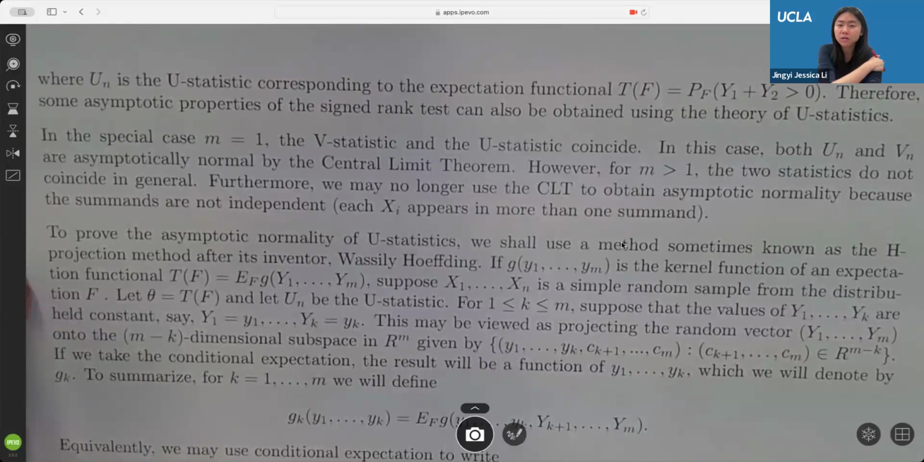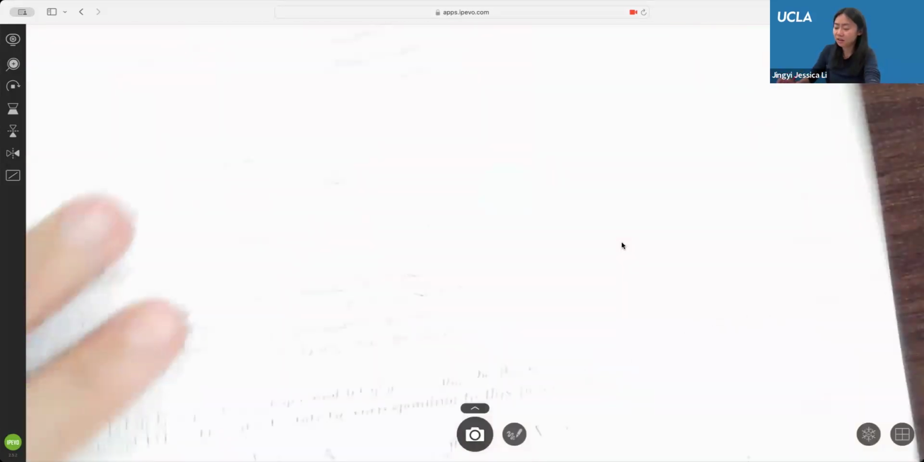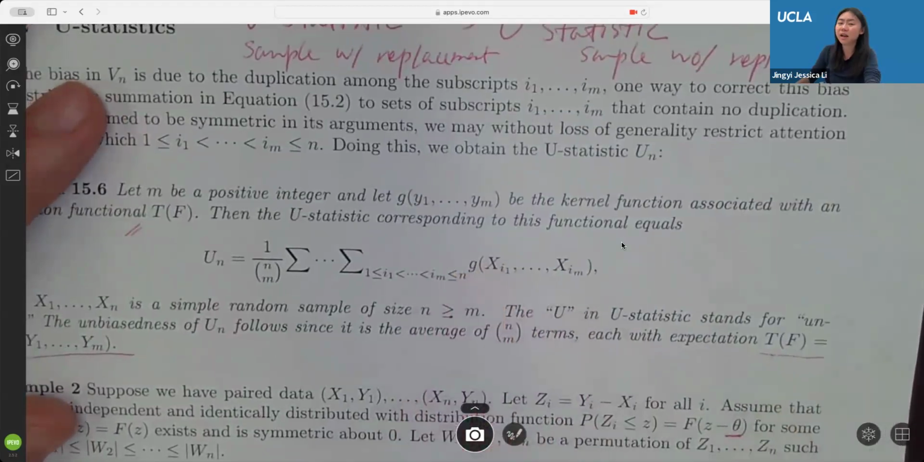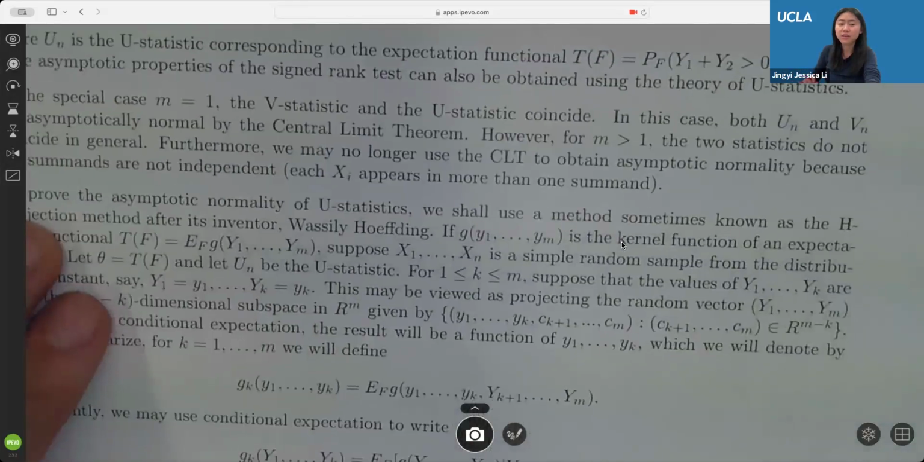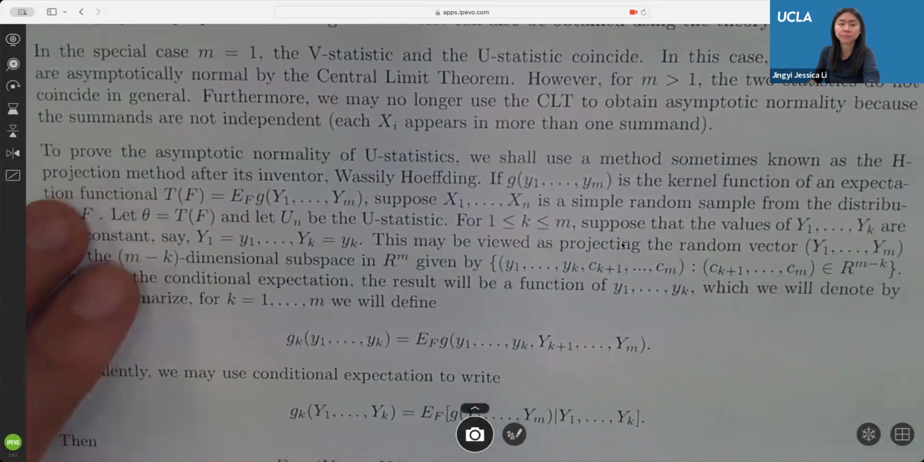Furthermore, we may no longer use the central limit theorem to obtain asymptotic normality because the summands, the things in the sum, are not independent, right? Because coming back here, in the sum, there are many X_i's that appear again and again in these terms, right? So they're not independent. So we need to figure out this dependence issue to get the asymptotic distribution.